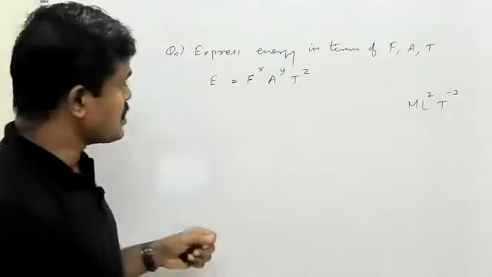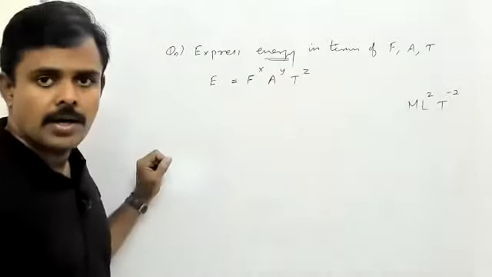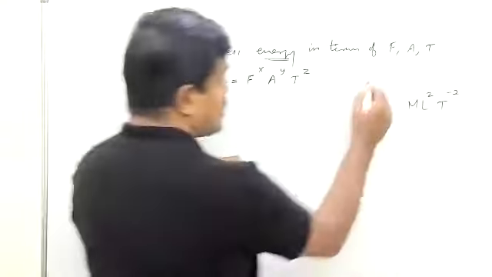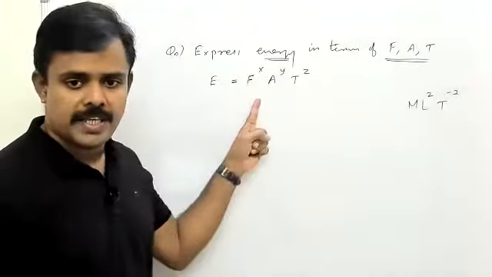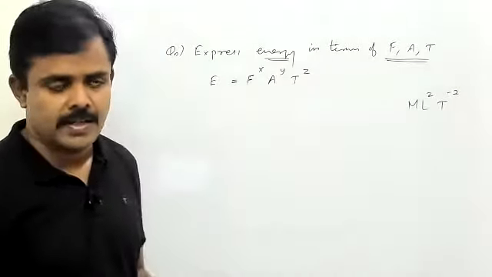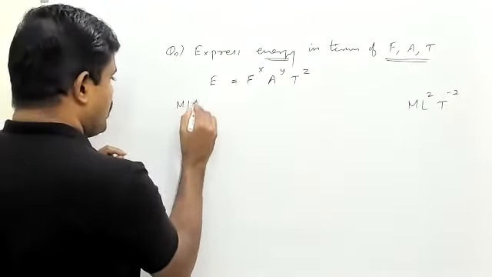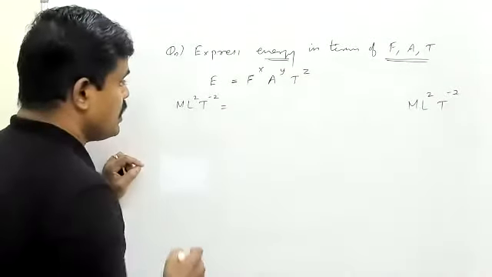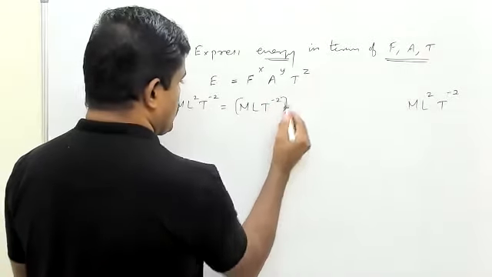So what should I do first? I should write the quantity to be expressed, that is energy, on the left side. And on the right side, I should write the terms in terms of which the energy is to be expressed. Force is there, acceleration is there, T is there, and you should give some powers for them as well. Then you can apply dimensions, whatever we've been doing. Energy is given by ML^2 T^-2 is equal to, force is given by (MLT^-2)^x.